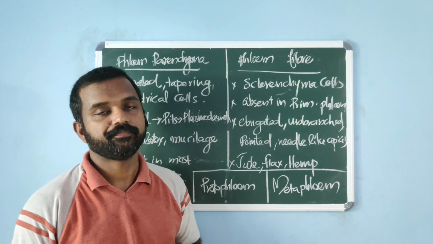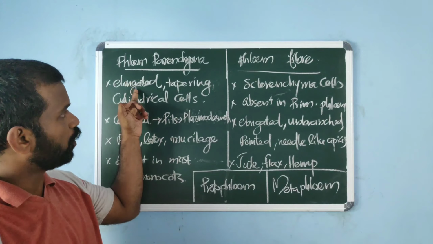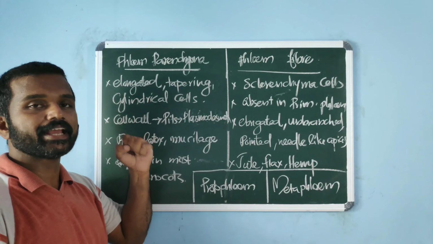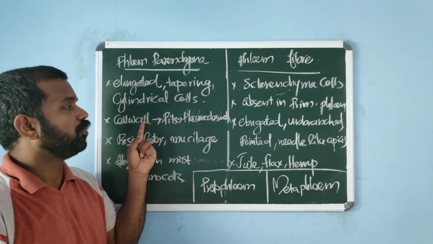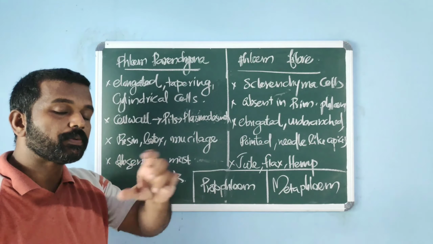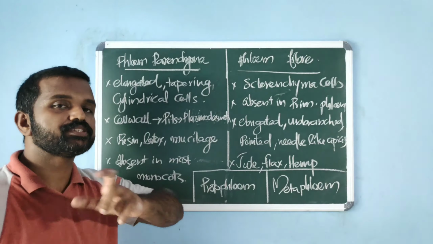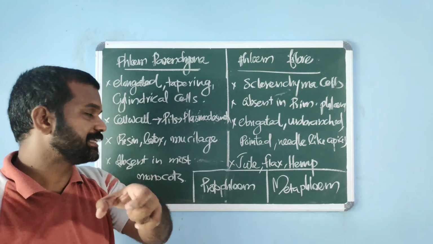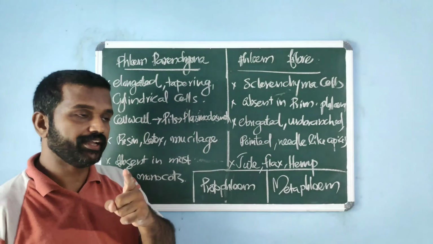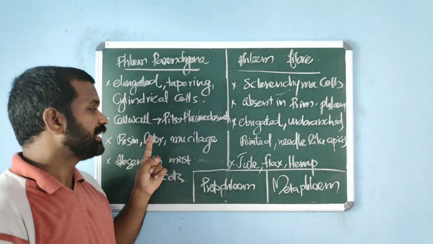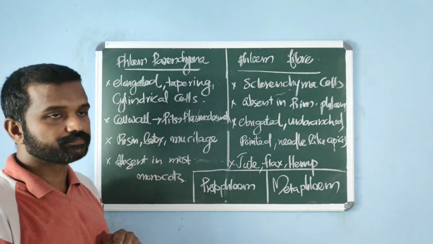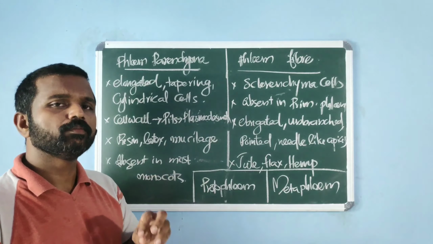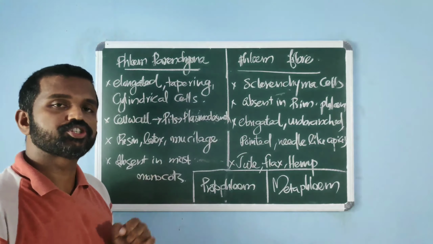Phloem parenchyma. Phloem parenchyma consists of elongated tapering cells, and they are cylindrical also. Their cell wall has pits through which plasmodesmata, cytoplasmic connections, exist between phloem parenchyma cells. They are involved in storage of resins, latex, mucilage. Phloem parenchyma is generally absent in most of the monocots.